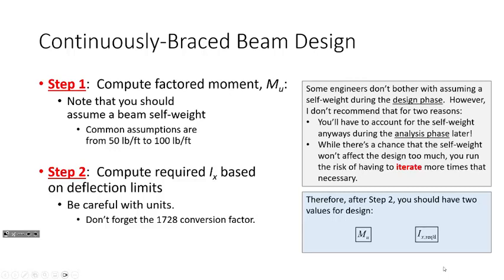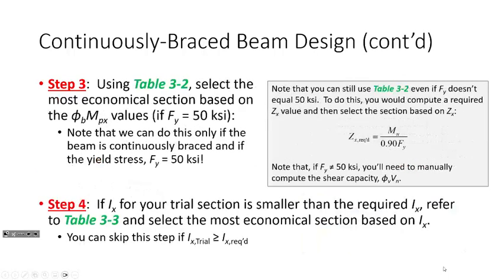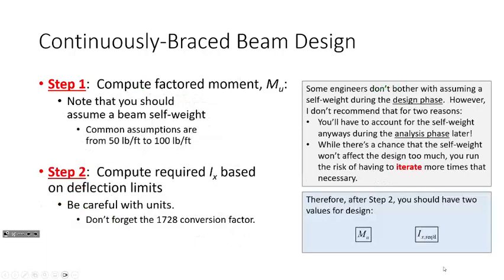What we want to do is figure out from step 1 what is the required strength of the beam, and step 2 tells us what's the required stiffness of the beam. What's the required moment of inertia necessary to ensure that we're going to meet deflection requirements? After these first 2 steps, you should have 2 values that you're going to use for design: an MU and an IX required. Now you're also going to have a VU, but you're not really going to use that for design because you'll just check that later.